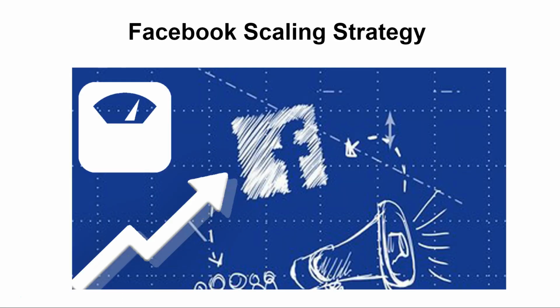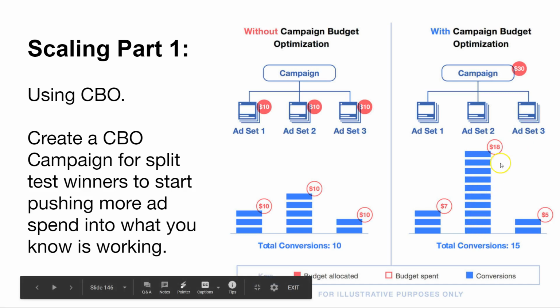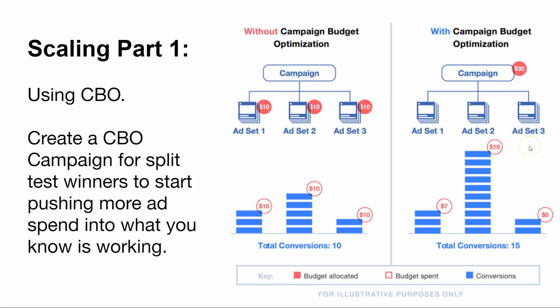Now let's get into the Facebook scaling strategy and talk about scaling part 1 with CBO. I already kind of broke down how the CBO works, right? When you're using campaign budget optimization, you're setting the budget here, and then however many ad sets you have, Facebook is going to identify which one is going to be best for your conversion event, in this case purchases, and try to push more people there towards that conversion so you get more total overall conversions.